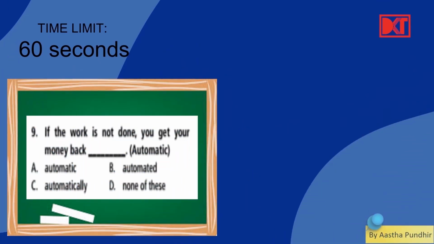Okay, if the work is not done, you get your money back, dash. The word is automatic. Options are automatic, automated, automatically, or none of these. The correct answer is C, automatically. You get your money back automatically. Automatic is an adjective. Automated is another adjective. Yes, adjective.